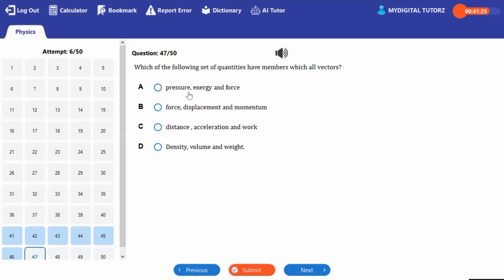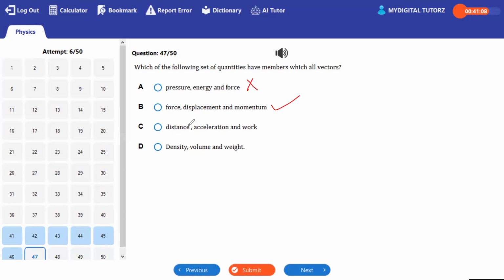So here, pressure, energy, and force. It's only force that is a vector here, so this is wrong. B, force is a vector, displacement is a vector, momentum is a vector. So I think this one is correct. Let us move to the next option and see.